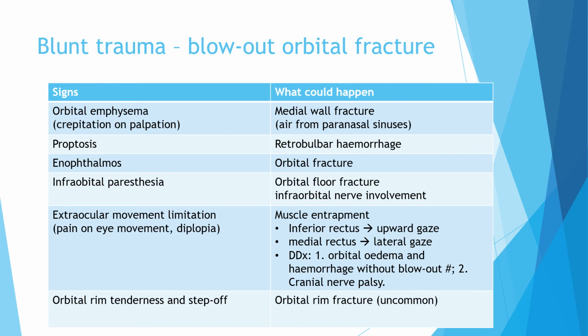Muscle entrapment could also occur in orbital fracture. Fracturing the floor and entrap the inferior rectus, you get an up-gaze problem. Fracture the medial wall and entrap the medial rectus, you get a lateral gaze problem. So diplopia. Now, transient diplopia could also occur if there is orbital edema and hemorrhage without blowout fracture, and also that could occur in cranial nerve palsy. As I said, fracture of the orbital rim is not common.